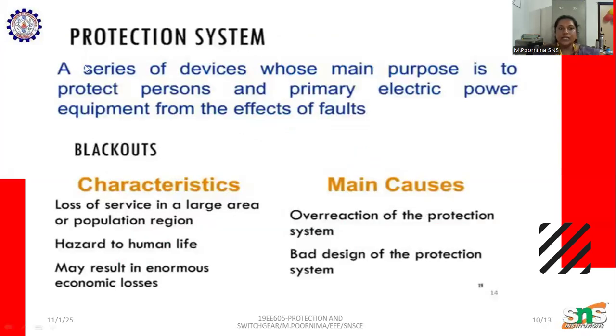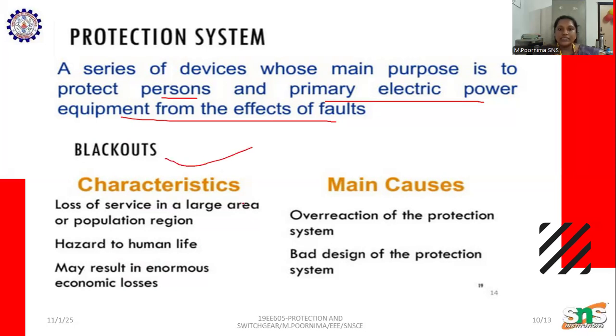Here are the protection schemes. What protection schemes do we have? Protection is a series of devices whose main purpose is to protect persons and primary electric power equipments from the effect of faults. So the primary purpose is to protect the person and the primary electric power equipments from the effect of faults.